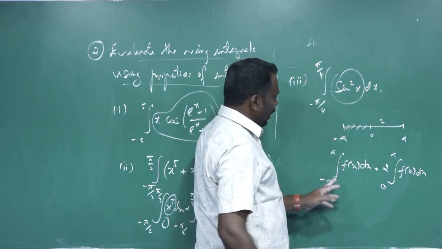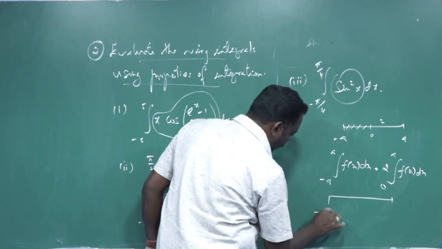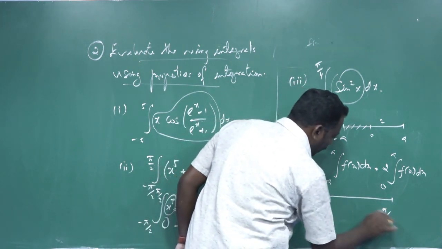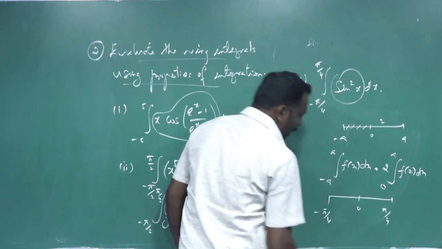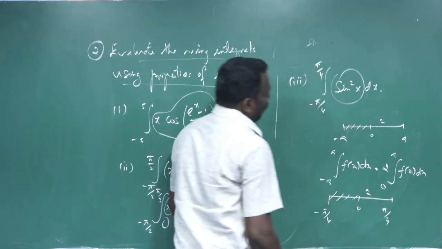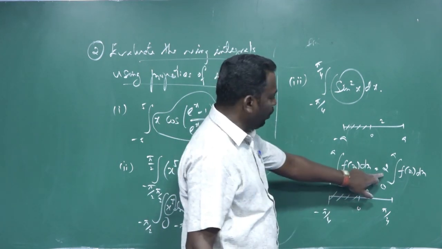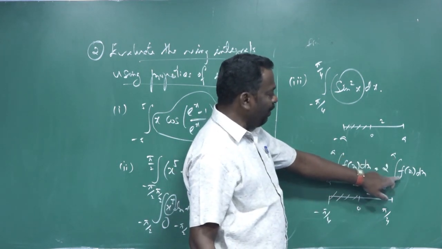Therefore, the reduction of the integral minus pi by 4 to plus pi by 4: remove this negative sign, 2 times integral 0 to pi by 4. So we first apply the even function property and reduce the value to 2 times integral 0 to a f of x dx.